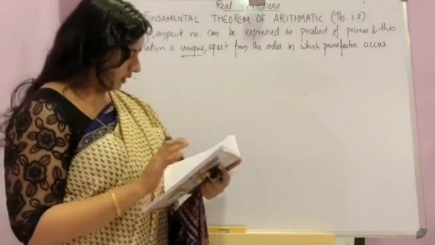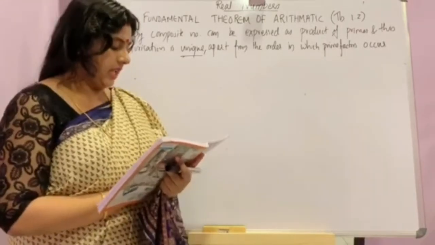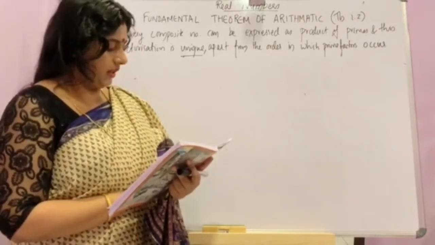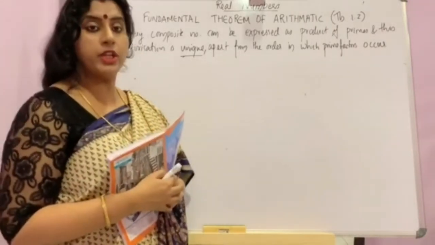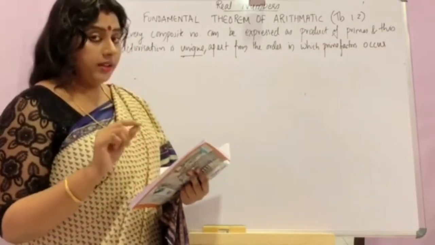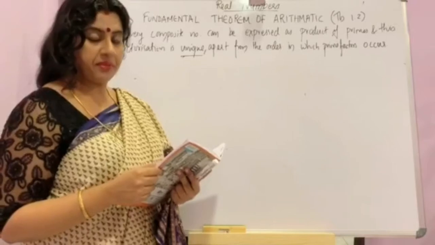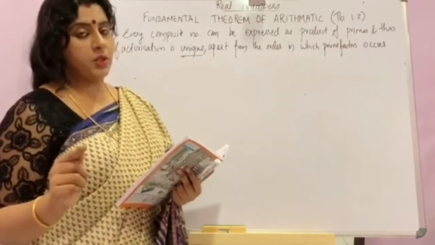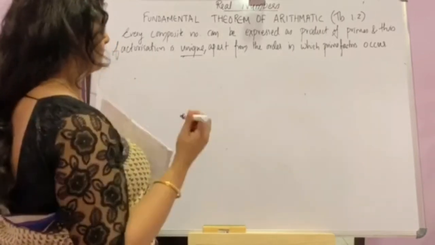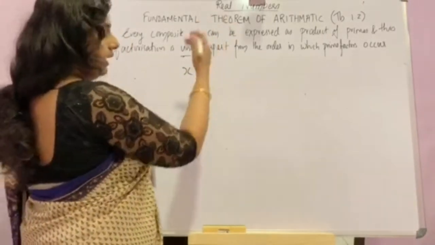Next, I will tell you something in general. In general, a composite number x, when we factorize it, we will get x is equal to p1 into p2 into p3 into etc. up to pn. And all these p's are primes. And in ascending order, we can say p1 less than or equal to p2, less than or equal to p3, etc. up to pn.